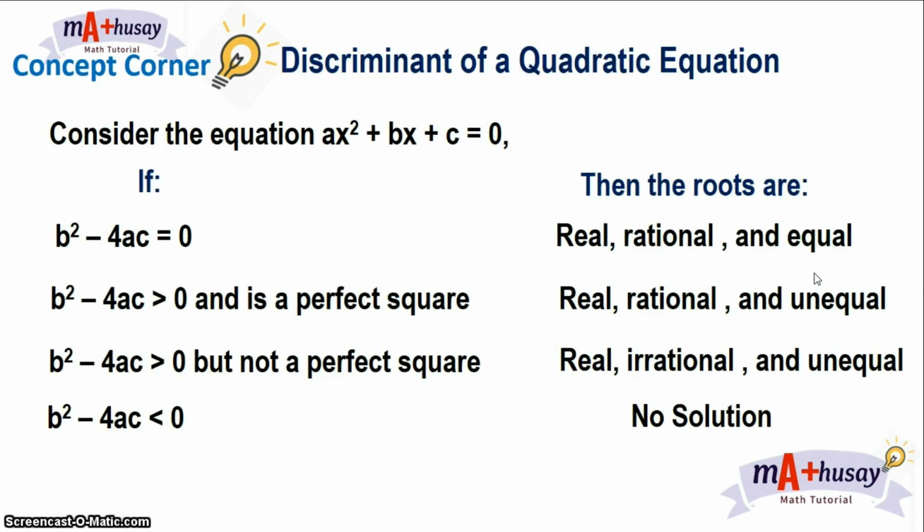Remember these 4 cases. If the discriminant b squared minus 4ac is equal to 0, then the roots can be described as real, rational, and equal. If the discriminant is greater than 0 and a perfect square number, then the roots are real, rational, and unequal. Kapag naman, ang discriminant ay greater than 0 pero hindi perfect square, ang roots ay real, irrational, and unequal. And lastly, if the discriminant is less than 0, then walang solution sa quadratic equation.